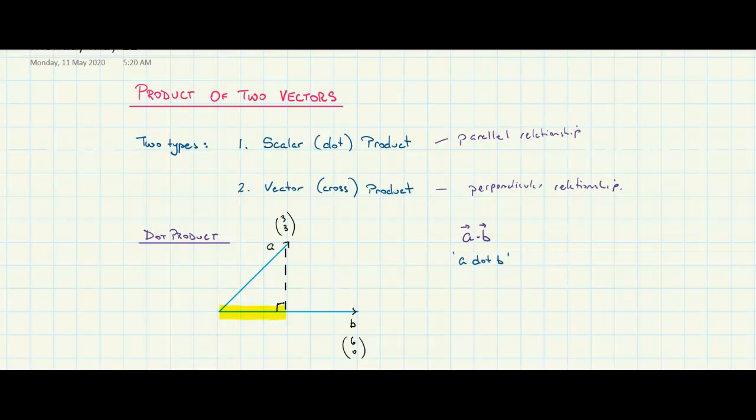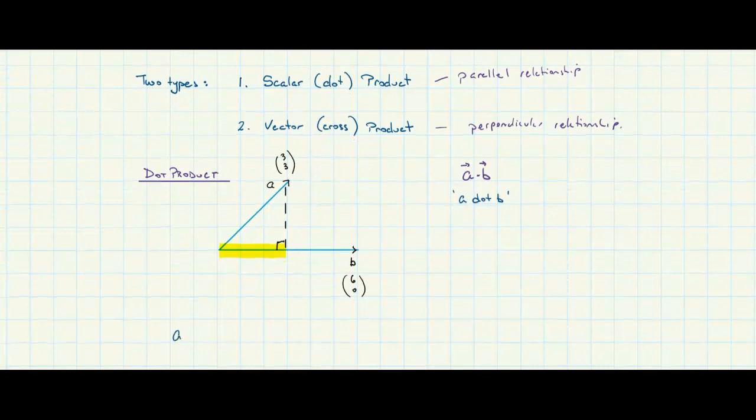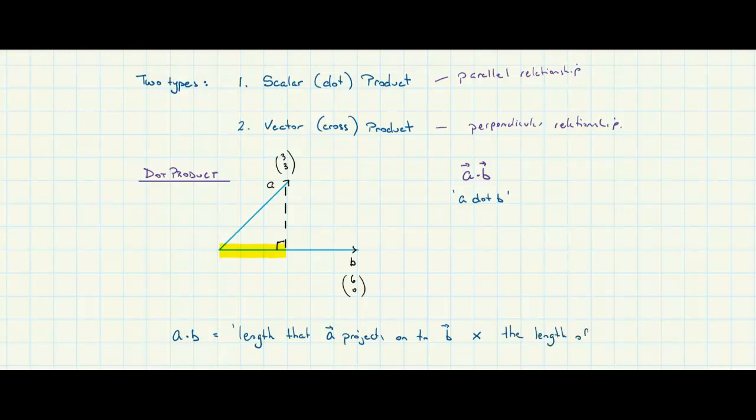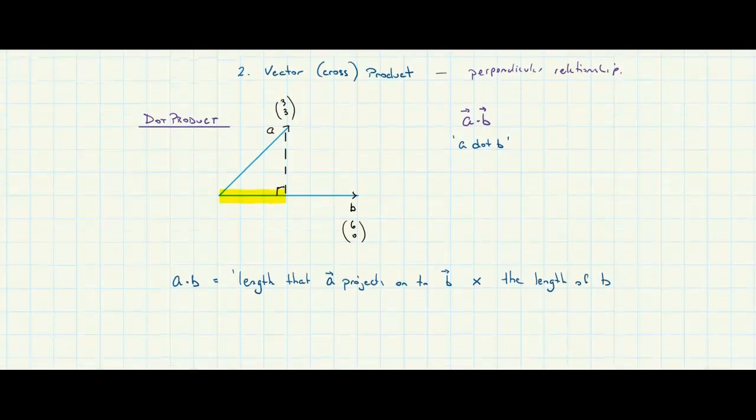So A dot B is equal to this length here, which is the length that A projects onto B, or you might think of that as the length that A travels in the B direction, and that will be multiplied by the length of B. Now we've got a quick abbreviated way of saying the length of B. That's just B with the absolute value signs around it, but I'm just going through the whole process here.